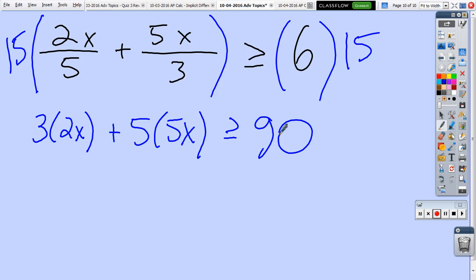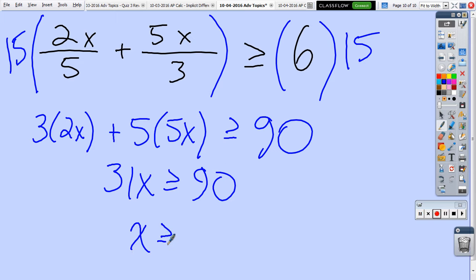Where will we go from here? So I have 6x plus 25x, which is 31x, is greater than or equal to 90. Divide both sides by 31, so x is greater than or equal to 90/31. 6x plus 25x is 31x. Okay, I get it.